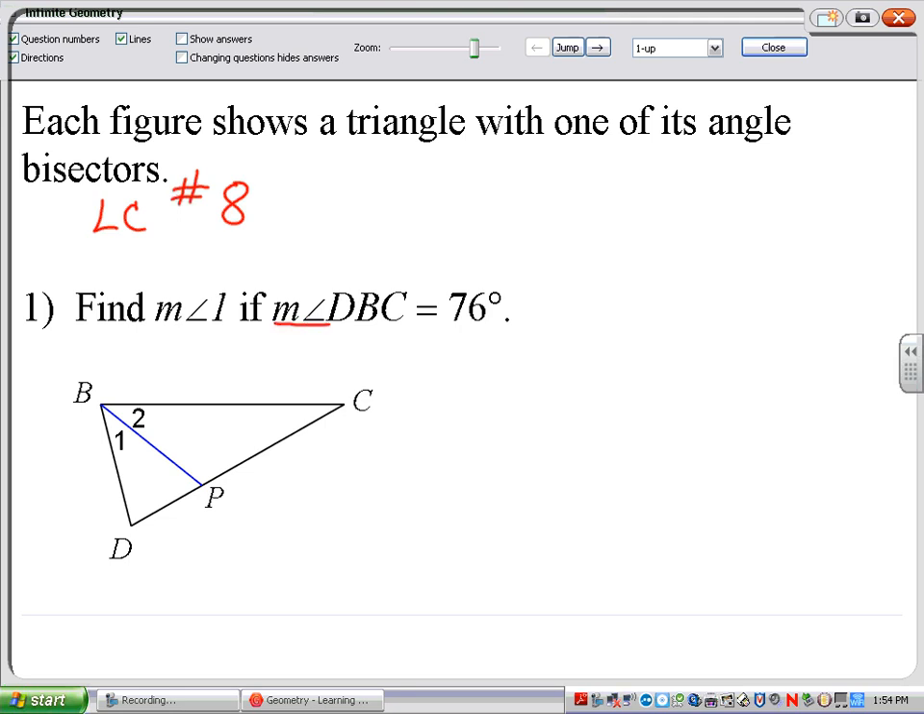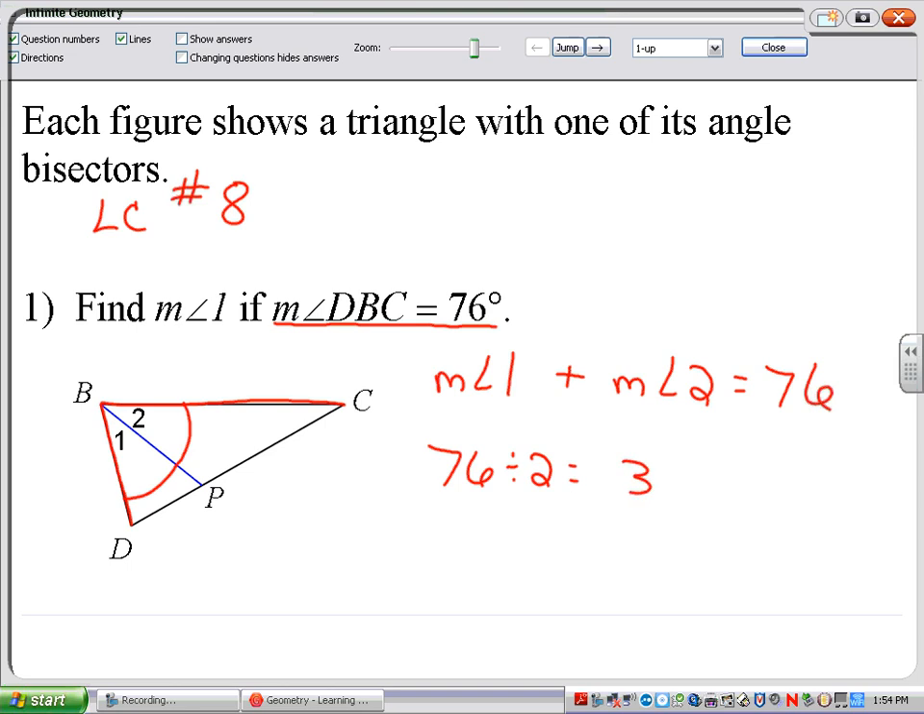Well, let's find this. DBC is 76, from D to B to C. So this big angle, the entire angle, is 76. In other words, the measure of angle 1 plus the measure of angle 2 equals 76 degrees. So we know that 1 is half of 76. So you take 76 and divide it by 2, and that answer would be 38. 38 degrees is the measure of angle 1.